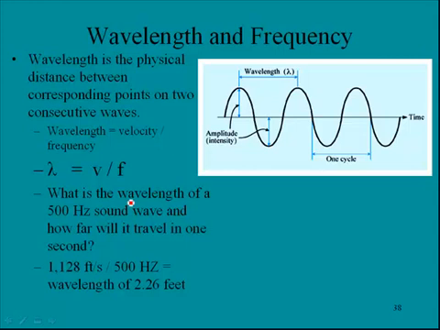Here we have a question. This comes from your textbook. What is the wavelength of a 500 hertz sound wave, and how far will it travel in 1 second? So we know that the velocity of sound is 1,128 feet per second, and we know that we're looking at a 500 hertz signal. So that means that there are 500 cycles in 1 second. So we're saying, what is the length of one cycle? And the simple division here tells us, well, one cycle is 2.26 feet in length, and that is its wavelength.